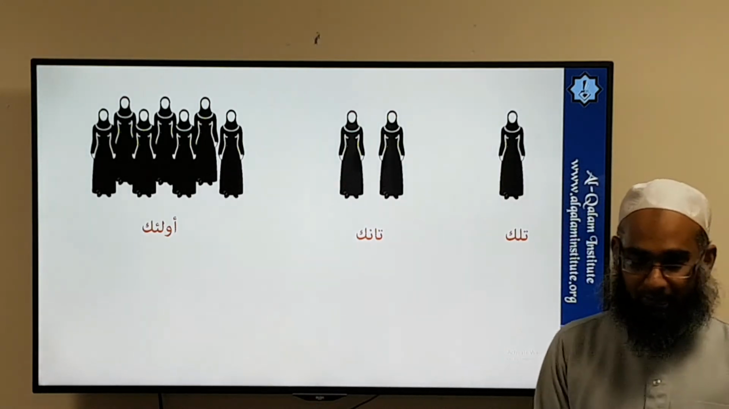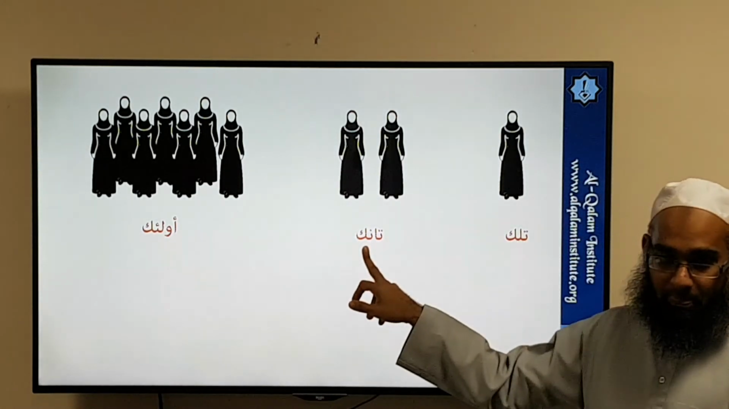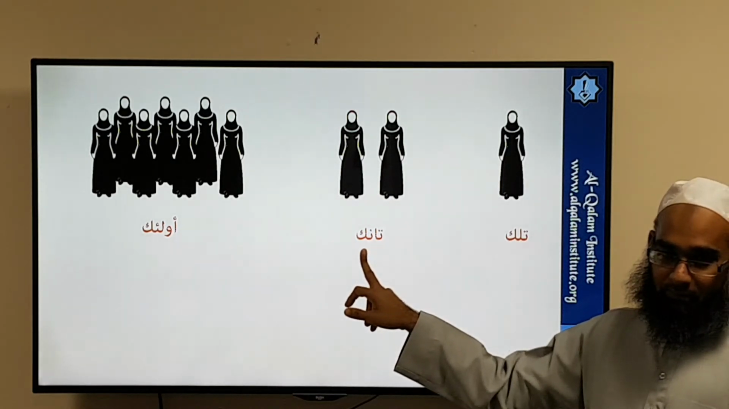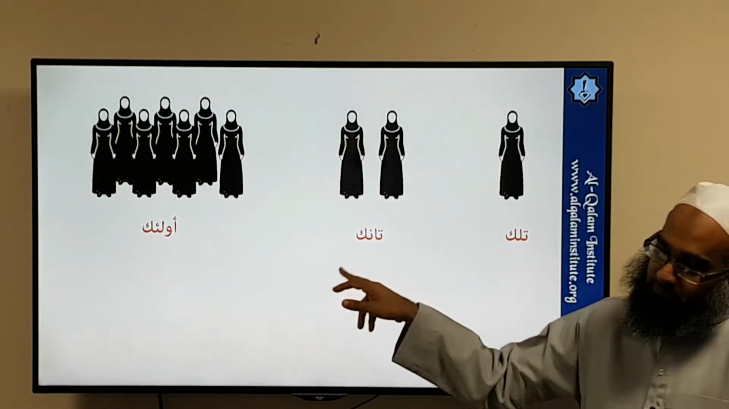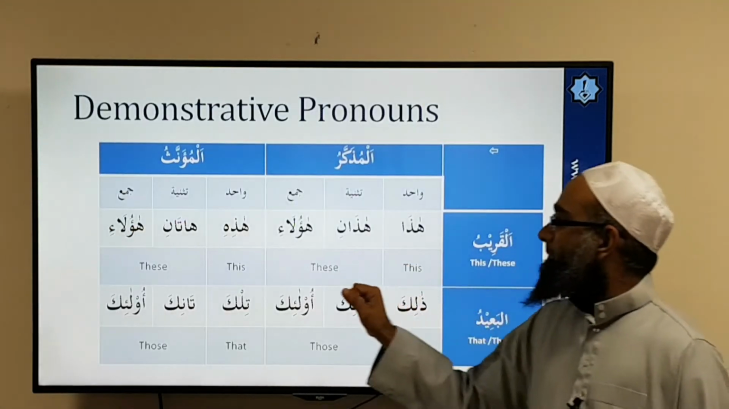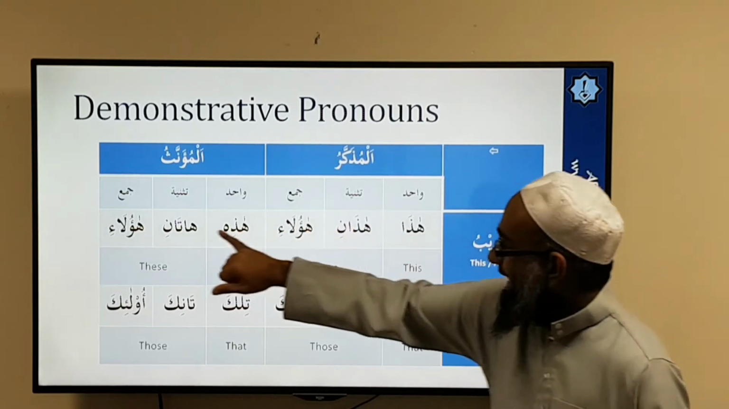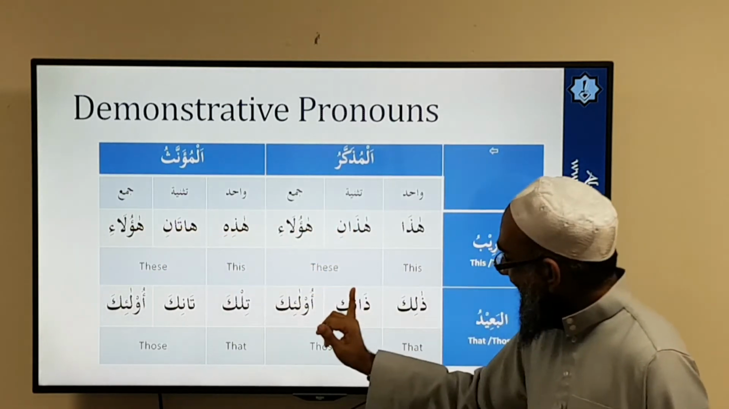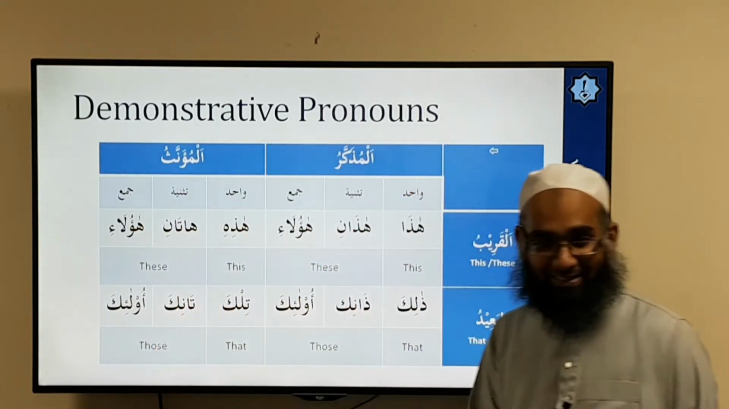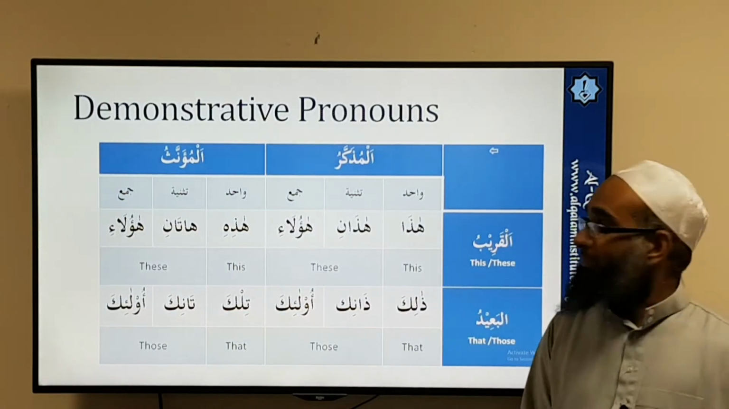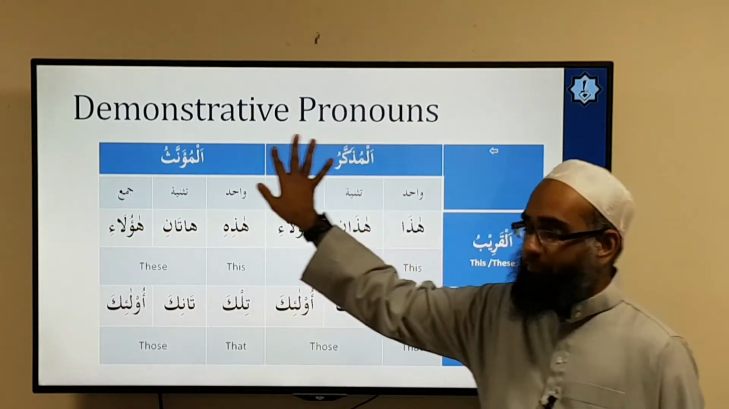You know the dual from feminine and male, ذلك and تانك. Why is it not ذلكاني or تانك? Because if you look at the whole table here, the ani comes here: hadani, hatani, and dhani, tani. The ani comes before the kaf. It's just the way it is. So this is the whole table in front of us.